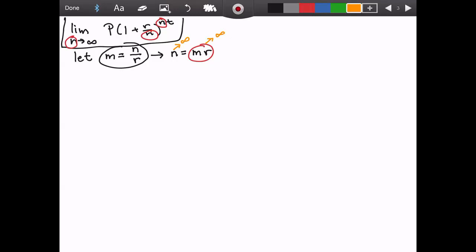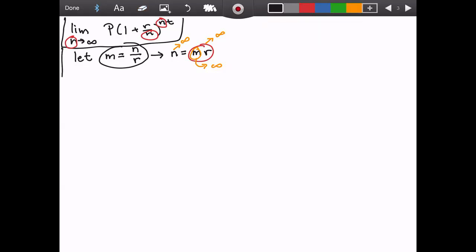But another thing to keep in mind here is that r is a constant. So if n approaches infinity and m times r approaches infinity, m by itself must also be approaching infinity because r is a constant. It's not approaching anything. r is just a number. So if m times r is approaching infinity, then m must be approaching infinity as well.